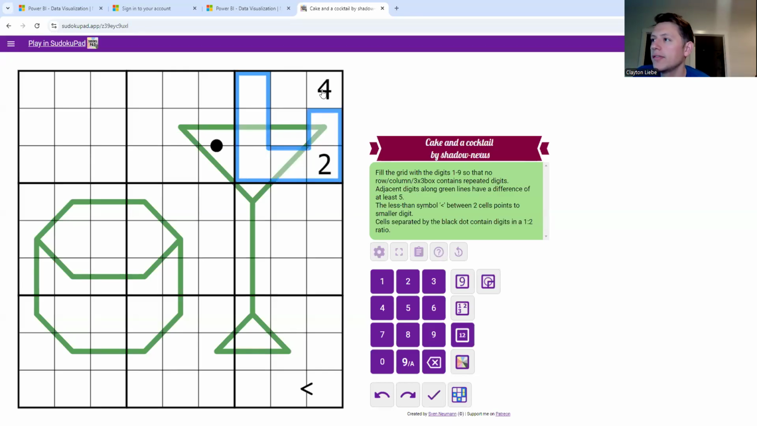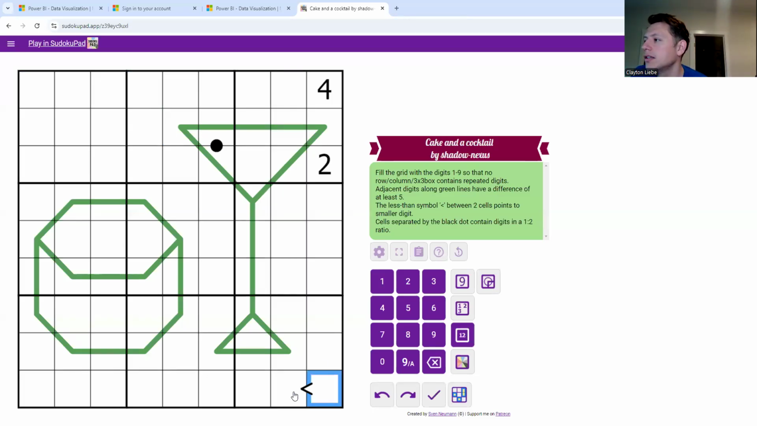Normal Sudoku rules apply. You have to have the digits 1 to 9 in every 3x3 box, in every row, and every column. We have German whisper lines. So we know that digits on a German whisper line have a difference of at least 5, i.e. if this is 4, this would be 9. This could be 3, this could be 8, this could be 2, anything like that. There's a few tricks we know about German whispers, which we will get into as we progress through the puzzle.